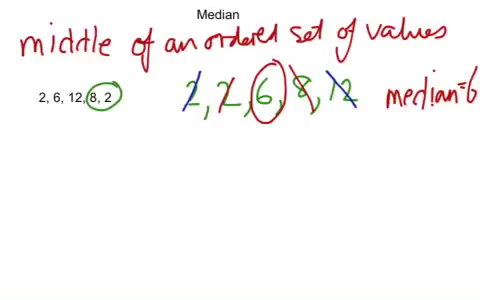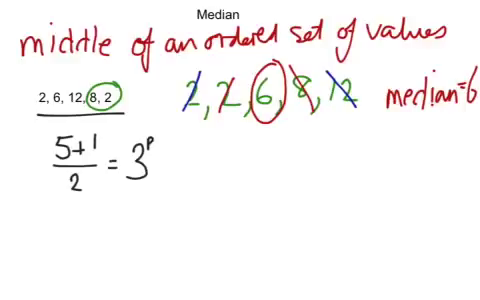However, another way that we can look at that is if we think how many values there are. Here we have 5 values. If we add 1 to that and divide by 2, that gives us 3. And I'm going to say that's the third value. And if we count these, there's the first one, second one, third value. The third value is 6, so the median is 6.